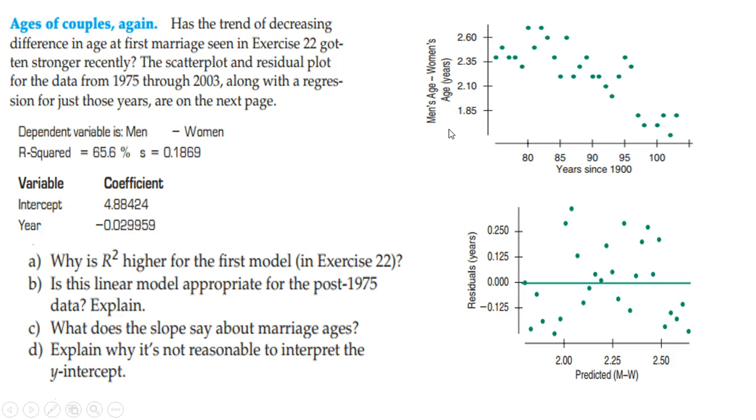And then, is this linear model appropriate for post 1975? So do you think we should be doing this? And what does the slope say about marriage age? And explain why it's not reasonable to interpret the y-intercept.